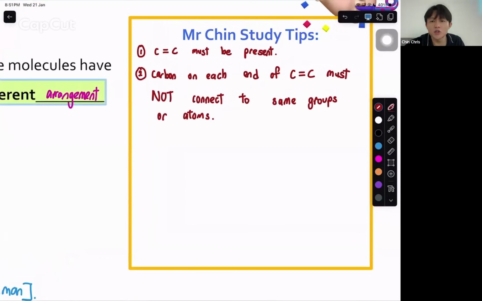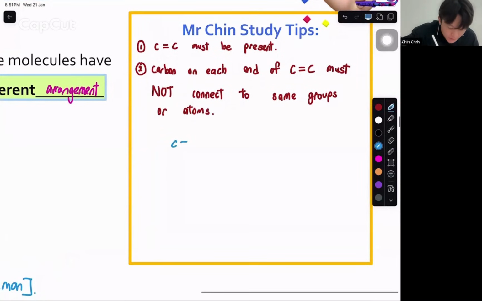Alright, guys, this you need to know. Carbon on each end of a C double bond C must never connect to the same group or atom. Alright, guys, now let's look at this. Can this show a cis trans? You have to tell me.